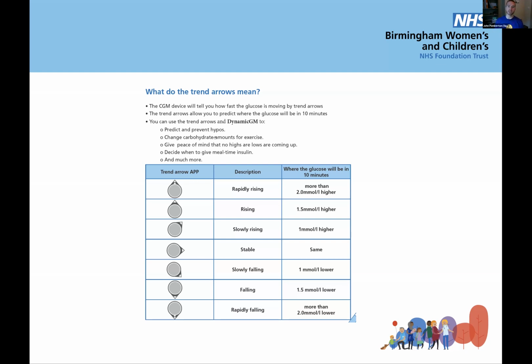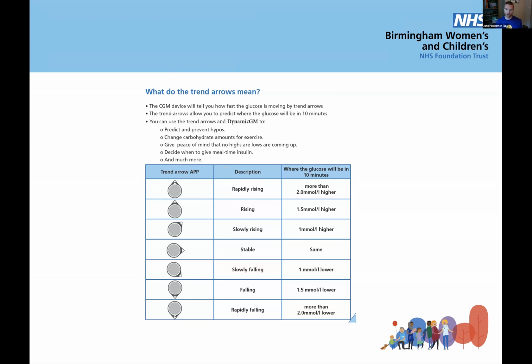Therefore, what do I need to do to prevent hypos? What do I need to do to prevent highs? Or can I just chill for the next 20-30 minutes because everything is going nice and steady? So it's important you understand what your arrows mean, because that's going to really help you project into the future what's likely to happen. Therefore, what can I do right now to maximize my time in range?